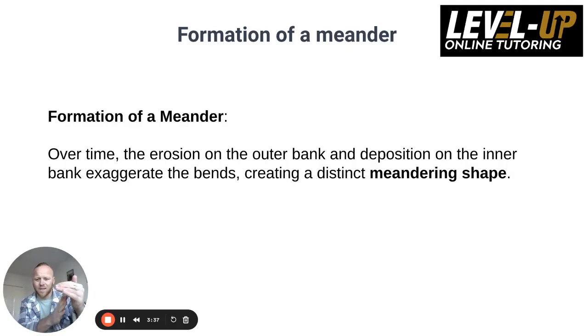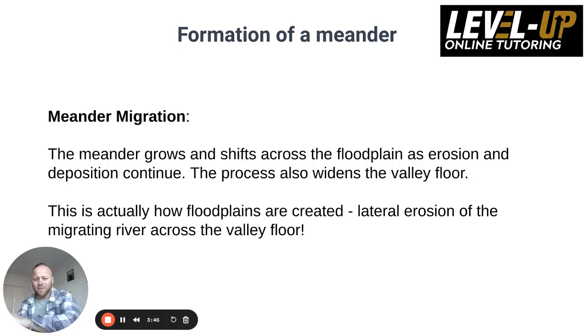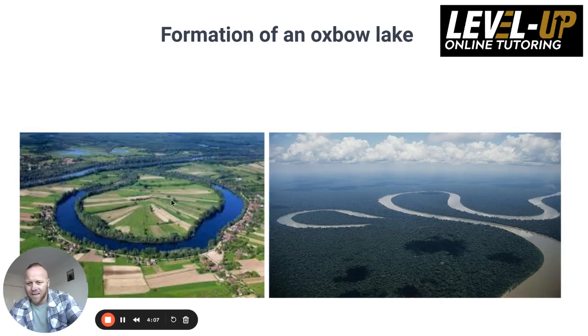So erosion on the outer, deposition on the inner, and that's going to repeat, and that bend will just get wider and wider in shape. And what happens here is this just migrates across the valley floor, and it keeps on moving over years and years and years. So erosion, deposition, the whole thing just moves across the valley floor and it flattens it. That's actually how we end up getting a floodplain, because of that lateral erosion of that migrating river across the valley floor. Okay, so you can see it here.